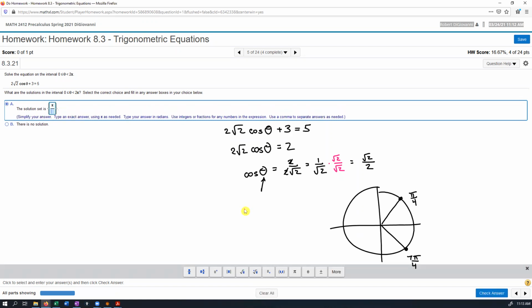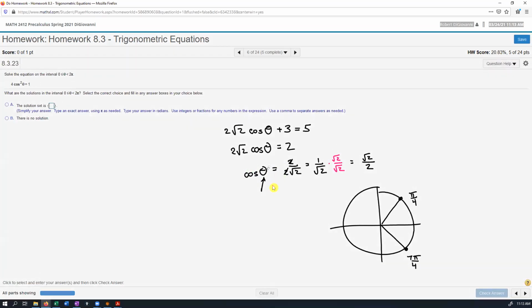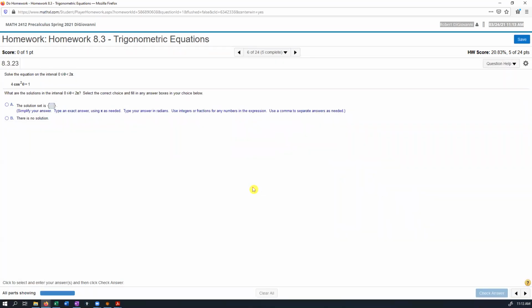Pi over 4, 7 pi over 4. So when your argument is just theta, you don't have to do the general solutions, which is nice. All right, so now we need 4 cosine squared theta equals 1.